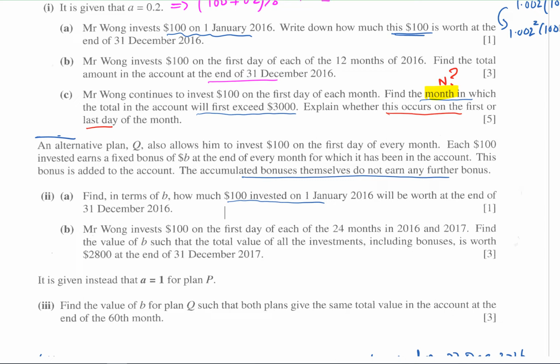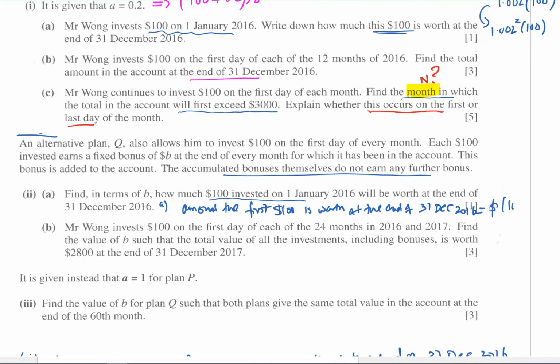So I'm just going to write the answer quickly. The amount the first $100 is worth at the end of 31st December 2016 will be the original $100 plus 12B. Okay, done. This is the answer in part A.